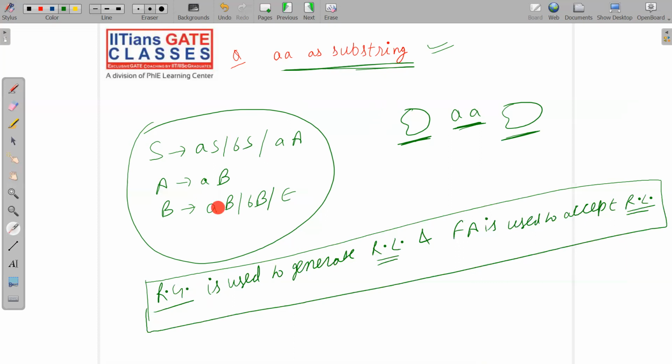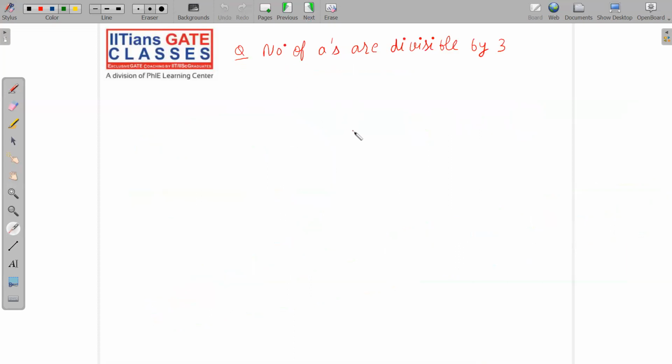Now, see, this is not the only way. There are lots and lots of ways. This is your homework, so try to generate a regular grammar yourself, but that regular grammar should be different from this grammar. Because I have already said that for a regular language we can have infinite regular grammars generating it. Okay, now let's move to the next slide.